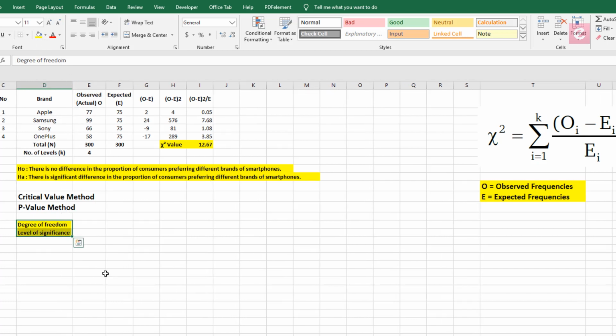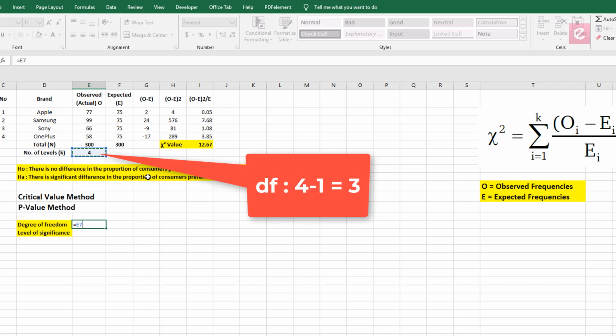You can also think of it as the number of values that are free to vary as we estimate the parameters. The method of finding the degree of freedom is very simple. Count the number of categories or levels under a single variable minus 1. Here we have k minus 1. So the equation of degree of freedom is k minus 1. That is 4 minus 1, which is 3. The degree of freedom is 3.